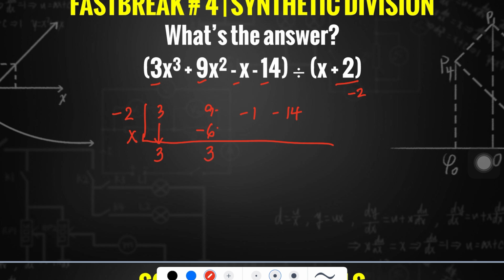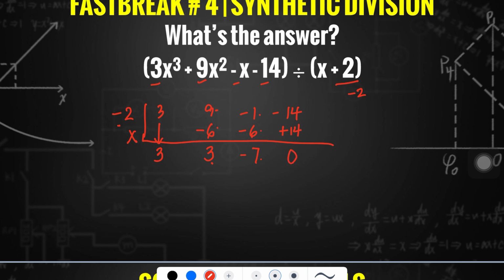Then we're going to multiply 3 and negative 2, so we have negative 6. And then add them again, negative 1 plus negative 6, we have negative 7. And then we're going to multiply negative 7 with negative 2, so we have positive 14. And we add positive 14 and negative 14, and we get 0.